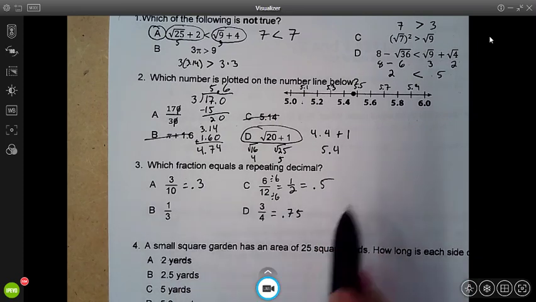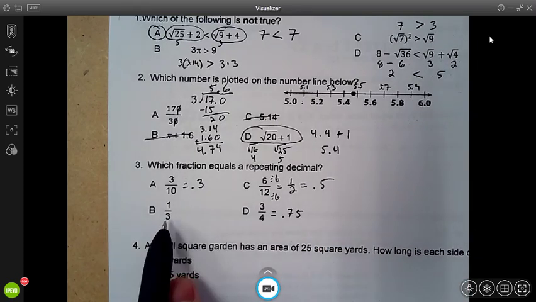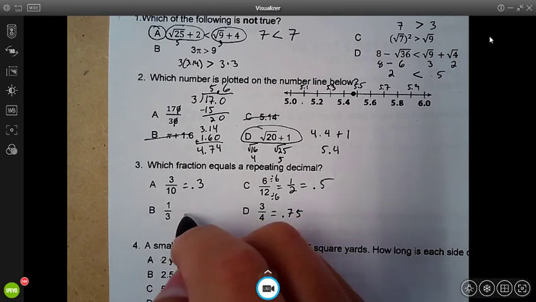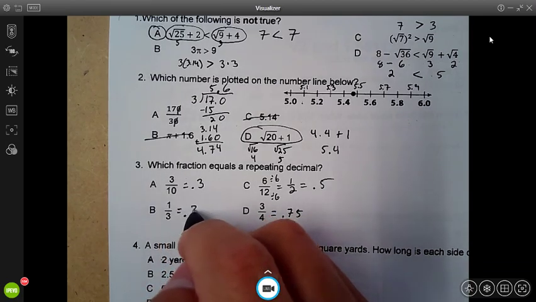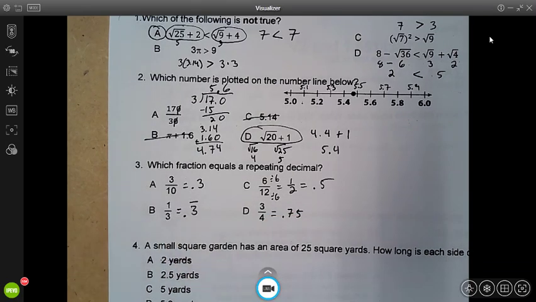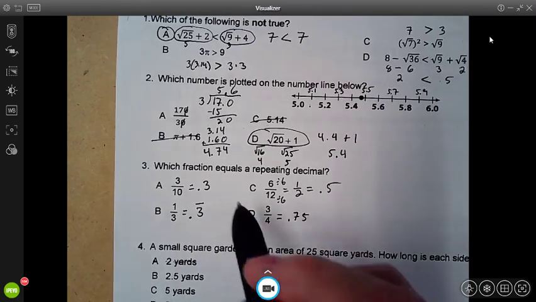The one I wanted you to know was repeating was the 1/3. That's the 0.3, but not just 0.3, it's 0.3333, right? Remember, 1/3 is 0.3 repeating, 2/3 is 0.6 repeating. Okay. All right. So B is the one we want for that one.